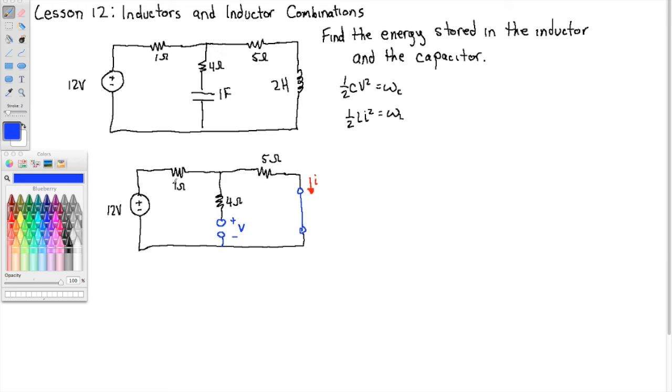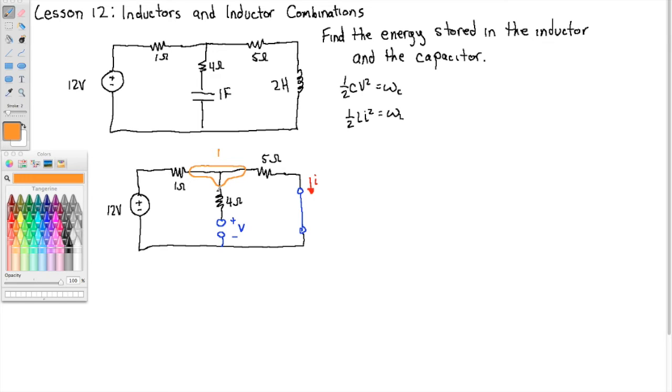Alright, so I would recommend you pause the video now and try to figure out how you're going to get V and I. Well, let's identify this node here. Call that node 1.